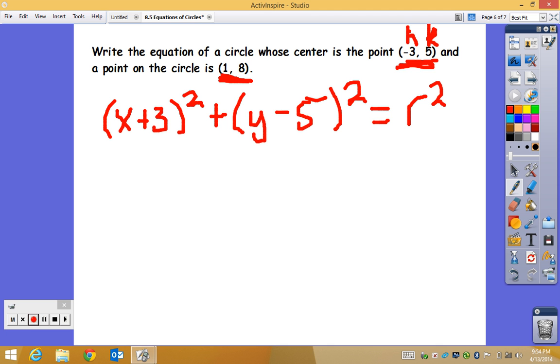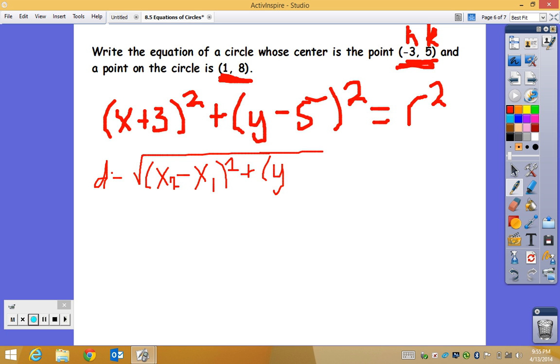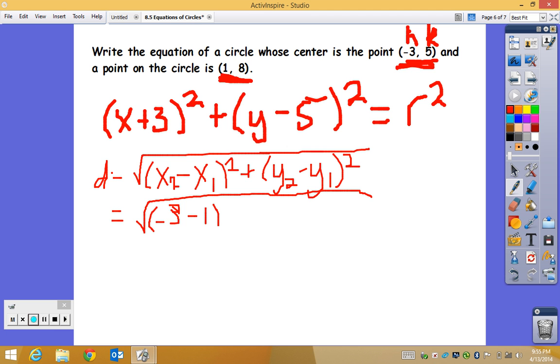Now to find our radius, we're going to have to use the distance formula. And we remember the distance formula, d = the square root of (x2 - x1)² + (y2 - y1)². So to find the distance between our 2 points, we have the square root of (-3 - 1)², those are our 2 x values, plus (5 - 8)².